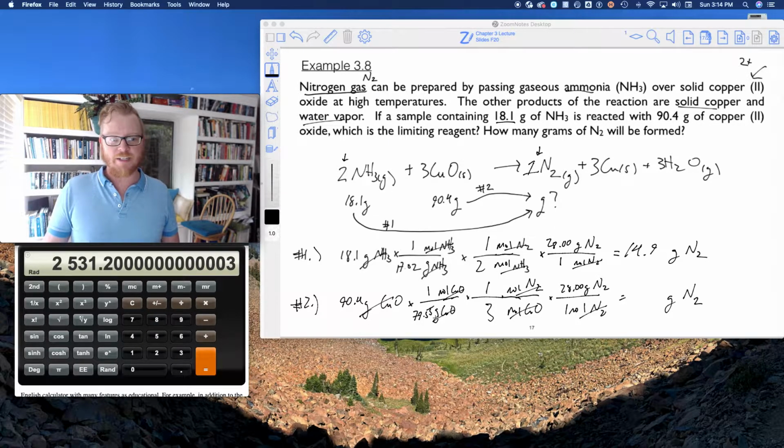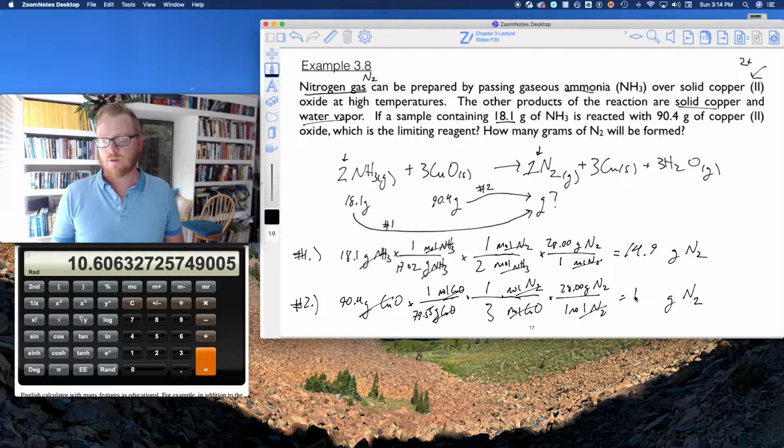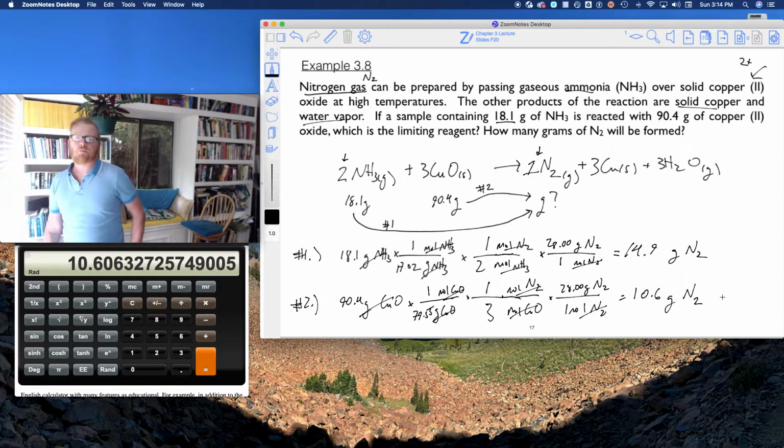Equals. And now I'm going to say divided by 79.55. Equals. And now I'm going to say divided by 3. Equals. Okay, 10.6 grams. 10.6 with 3 sig figs. Okay, so now let's compare those two, all right?